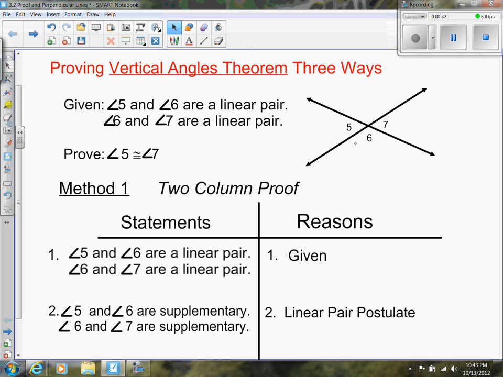So here I'm going to prove the vertical angle theorem. I want to show that angle 5 and 7, those are my vertical angles, are congruent. Okay, that's what I'm going to try to prove. I'm given 5 and 6 are a linear pair, and 6 and 7 are a linear pair.